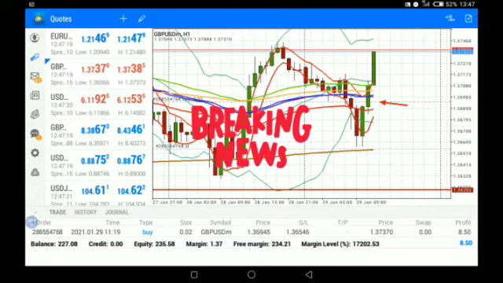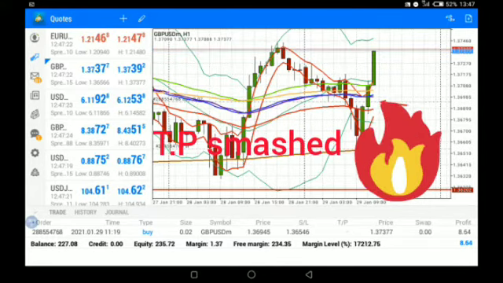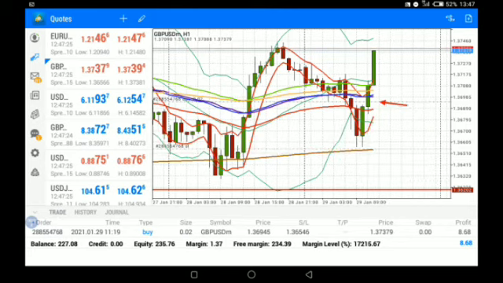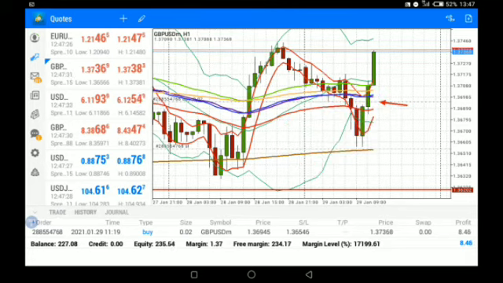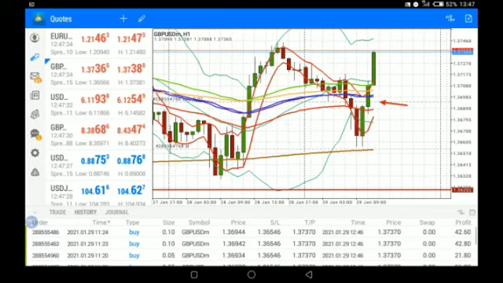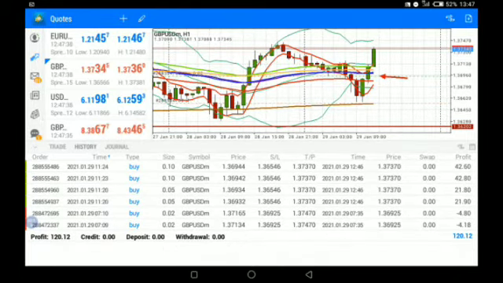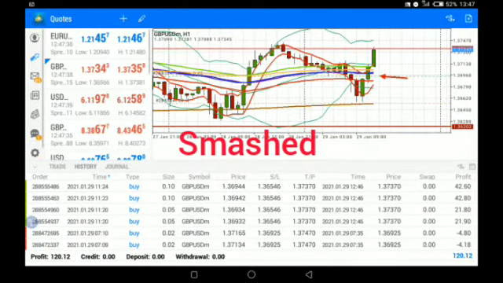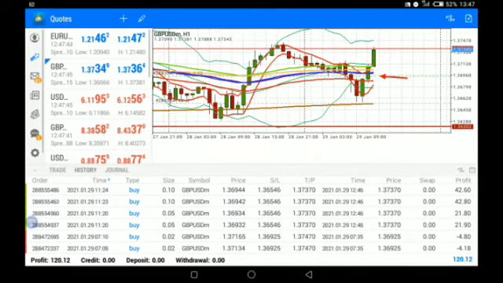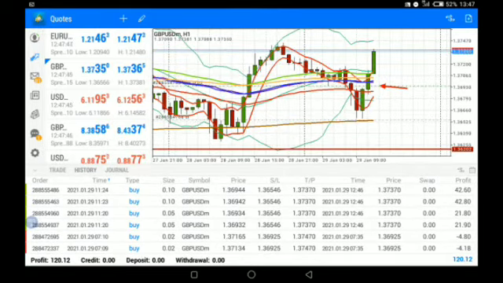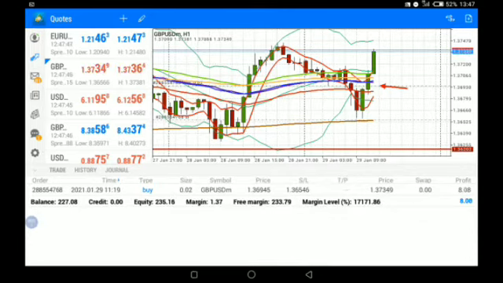Alright, so like you can see, TP is already smashed. We've already smashed TP accordingly. So I just have this position left. I'm just holding this position.